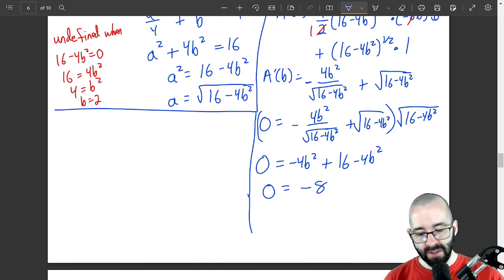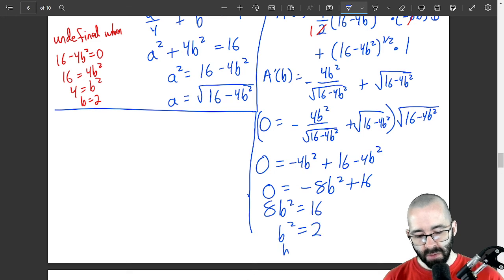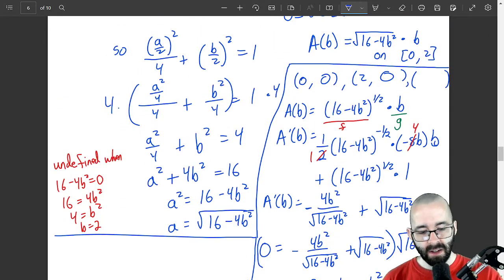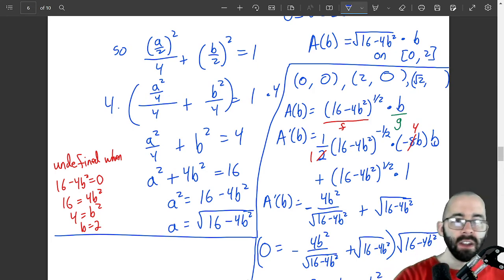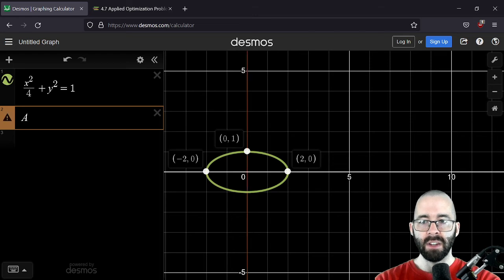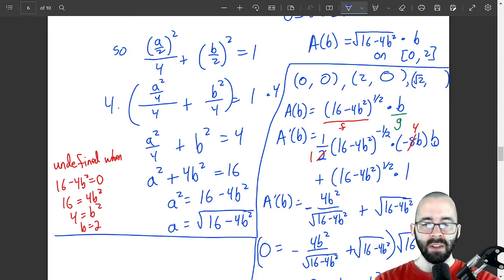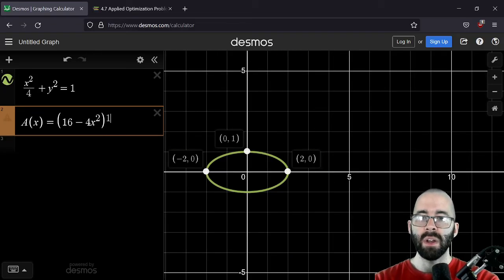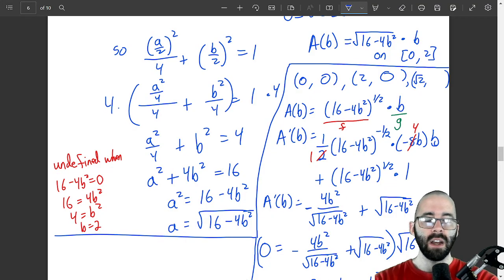We have 0 equals negative 8b squared plus 16, or 8b squared equals 16. b squared equals 2. b is plus or minus the square root of 2. We only care about the plus. That is the location of our other critical point. So what's our area when b is the square root of 2? Well, let's write our area formula. Let's use x so Desmos is happy. Area as a function of x is 16 minus 4x squared to the 1/2 times x.